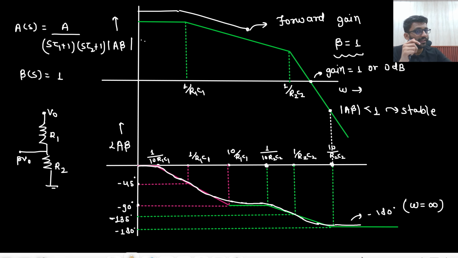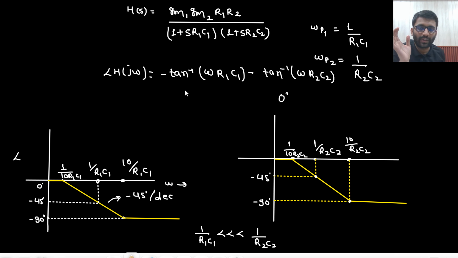At omega equals to infinity, minus 180 degree phase shift will come. This is the approximate plot. We are saying that at 10 by R2C2, our phase shift will be minus 180 degree. But this is not the exact plot. As per the exact plot, this is the white one which you can see. As per the exact plot, at omega equals to infinity, you will get minus 180 degree phase shift. Here you can put as well. If you put omega equals to infinity, then minus 90 and minus 90, then minus 180 degree phase shift.